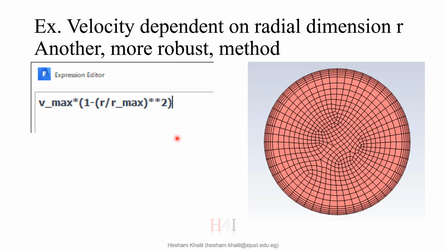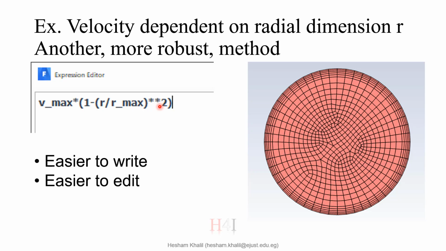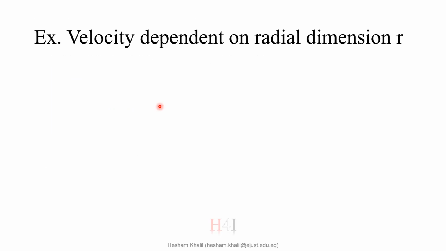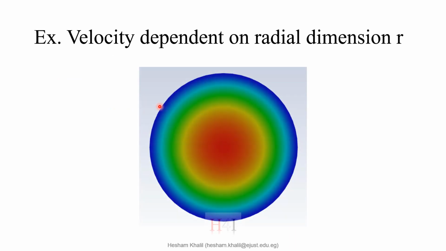Now I will use them in the main equation of the velocity profile: V maximum multiplied by (1 minus R over R maximum) all to the power 2. This is clear? This is easier to write and to edit and more accurate. This is how we find the velocity profile at the inlet according to the laminar flow.